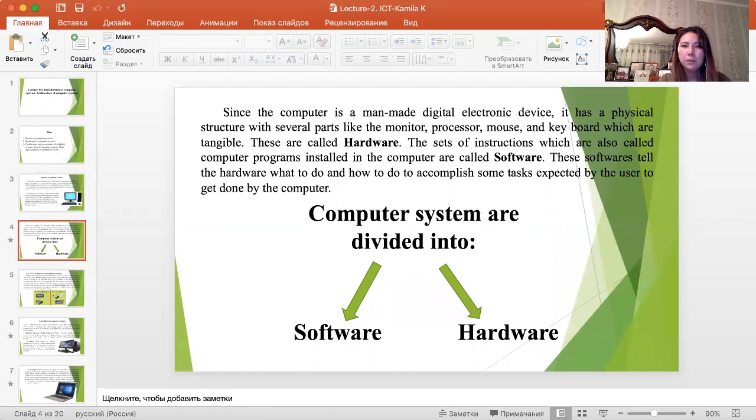Since the computer is a man-made digital electronic device, it has a physical structure with several parts like the monitor, processor, mouse, and keyboard which are tangible. They are called hardware. The set of instructions, called software, tells the hardware what to do and how to do it, to accomplish tasks expected by the user to get done by the computer. Computer systems are divided into software and hardware.